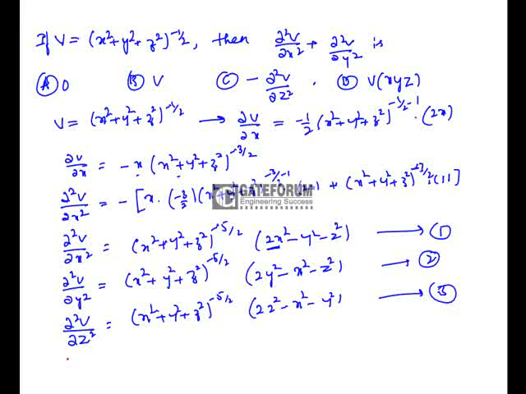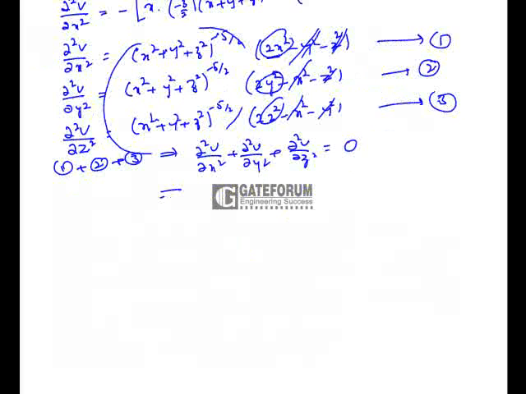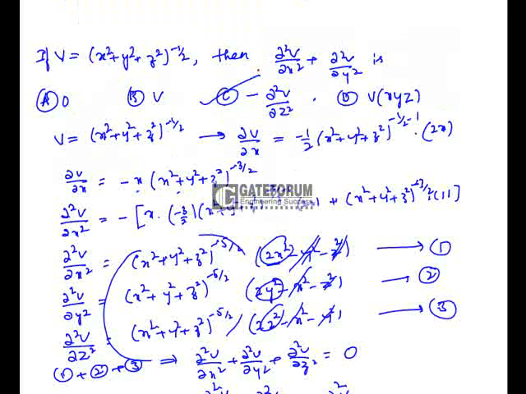Now, if we add these equations 1, 2 and 3, it will be dou square v by dou x square plus dou square v by dou y square plus dou square v by dou z square. Now you can see 2x square minus x square minus x square, similarly for y square and for z square, and the common factor will be there, so the entire term will become 0. Hence the required answer is dou square v by dou x square plus dou square v by dou y square plus dou square v by dou z square equals 0, which is option C.